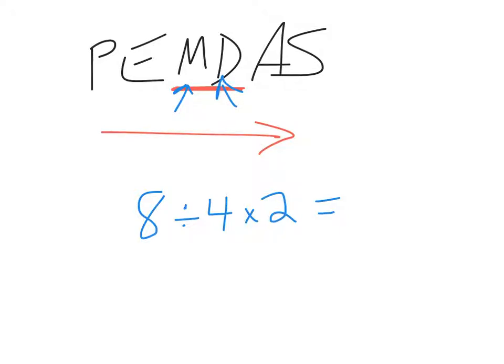So it's tempting to want to take 4 times 2 in this problem first, and then take 8 divided by that answer, and that would be 1. 1 would actually be an incorrect answer in this problem.